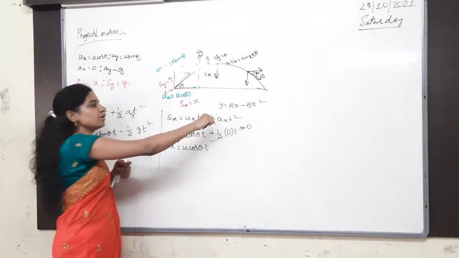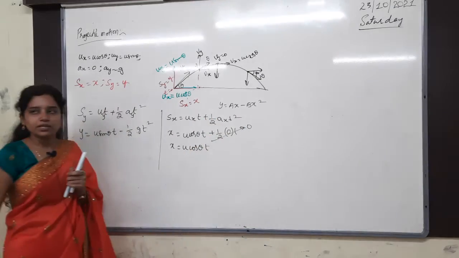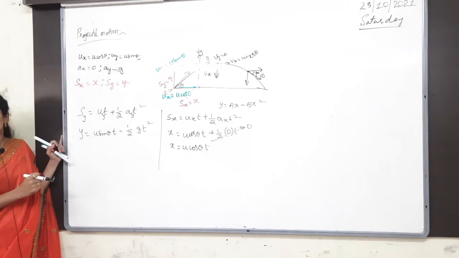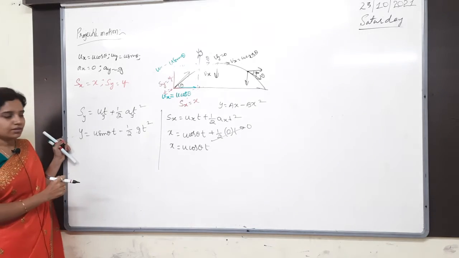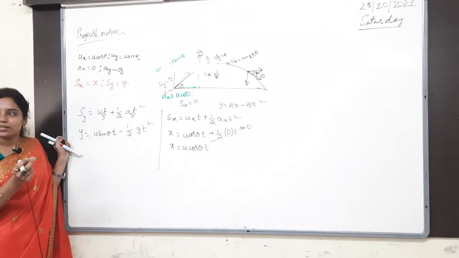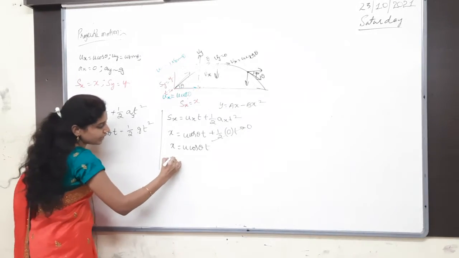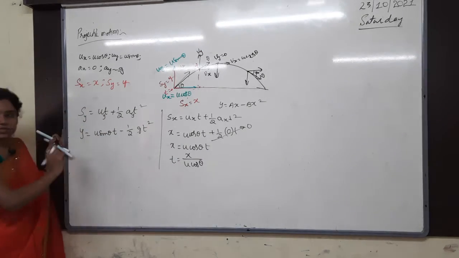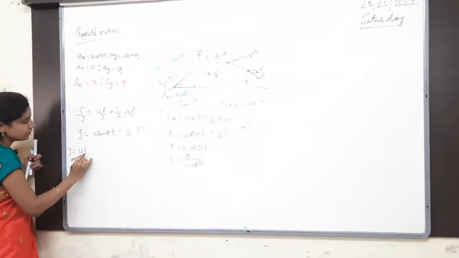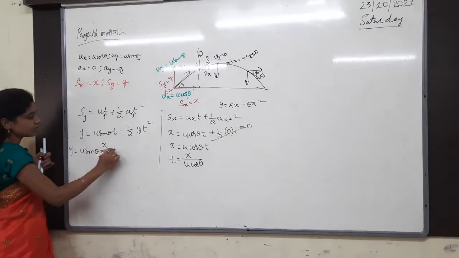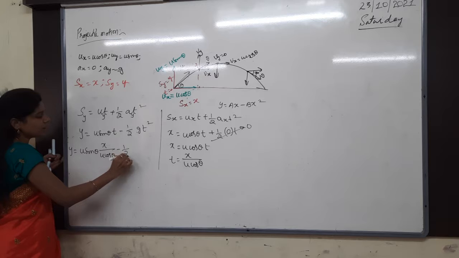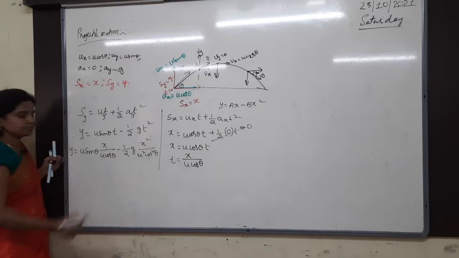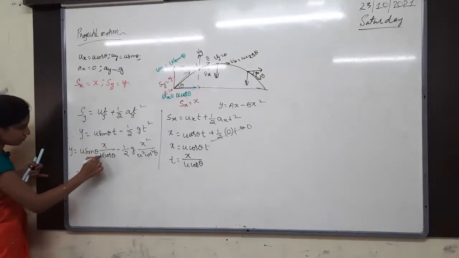We want our equation in the form of what? Y is equal to ax minus bx square. We have y, but we don't have x. So for that purpose, what do you have to do? I want to remove the t, and then I have to put x. For that purpose, what can I write? T is equal to x by u cos theta. That value you substitute here. Then y is equal to u sin theta into t, which is x by u cos theta, minus half g into x square by u square cos square theta. That is the equation. Now u gets cancelled.